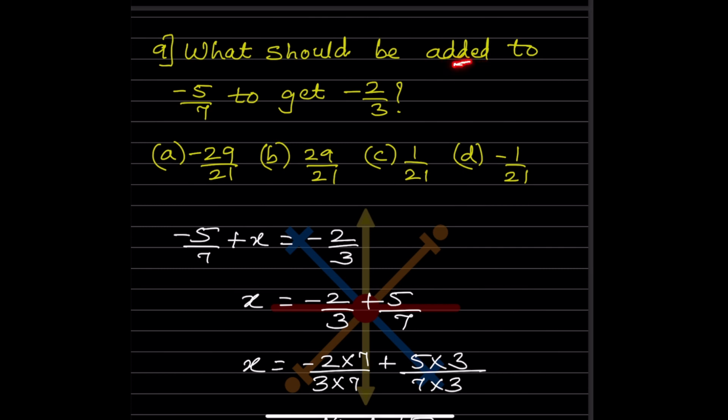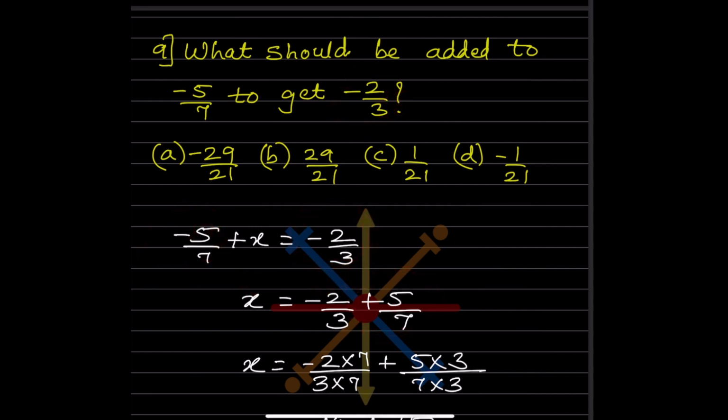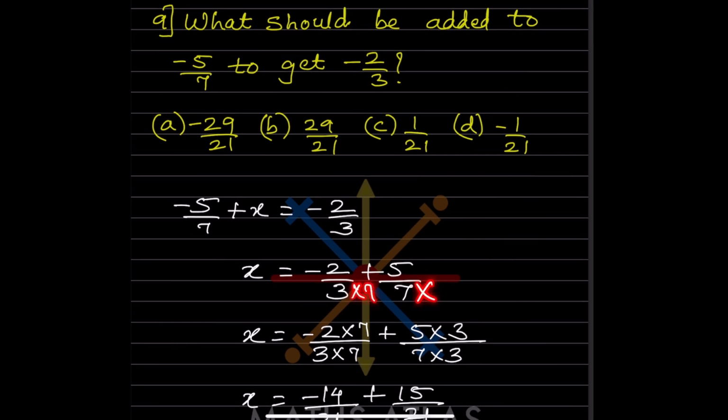So this one. Already this number is there, and what should be added means that number should be x. To get means it should be equal to. This will become plus 5 by 7. Now you will take the LCM, which is 21. So you multiply by 7 and 3.